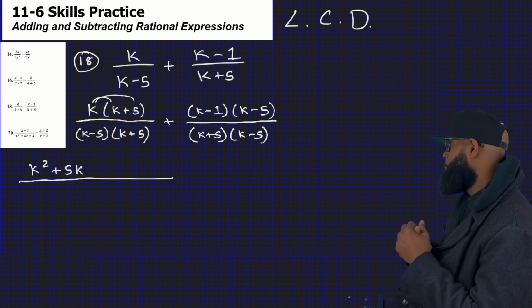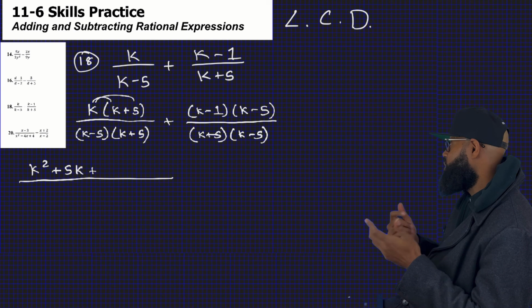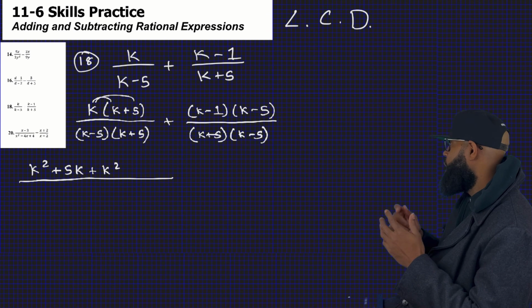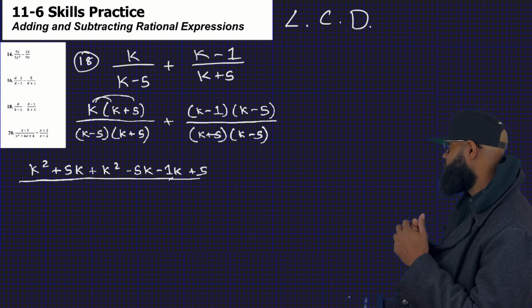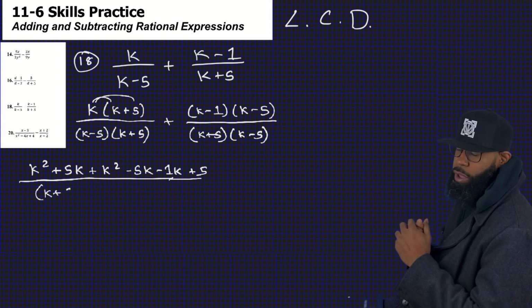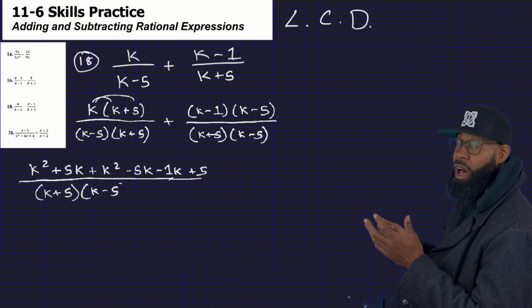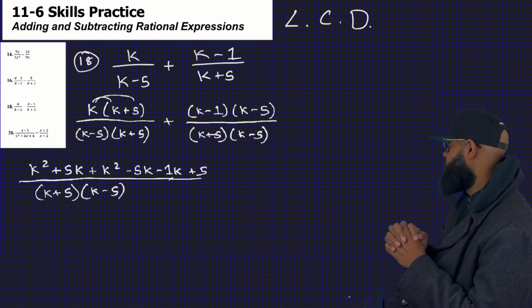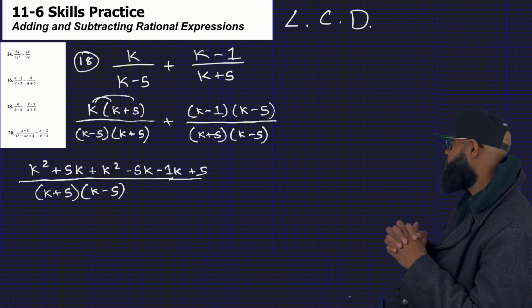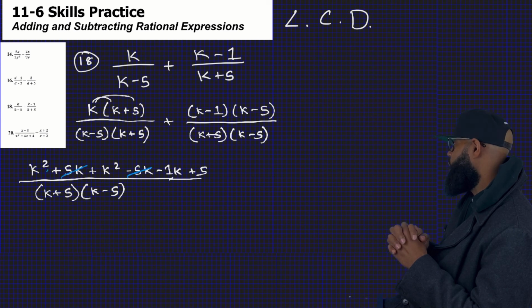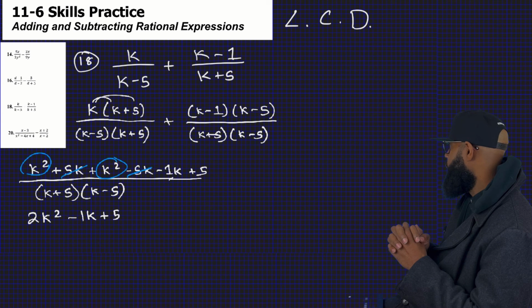So k times k, plus, because they have the same denominator now, I can write them all in the top. k squared, because k times k, negative 5k, negative 1k, and then positive 5. And that was FOIL. First, outside, inside, last. I could have used the box, but that's a whole other video. Denominator, k plus 5, k minus 5. And now what are the terms in that numerator that I can collect to make this look a little better? Opposites, 5k and negative 5k. k squared and k squared, so that's 2k squared. And then of course, negative 1k and the positive 5.